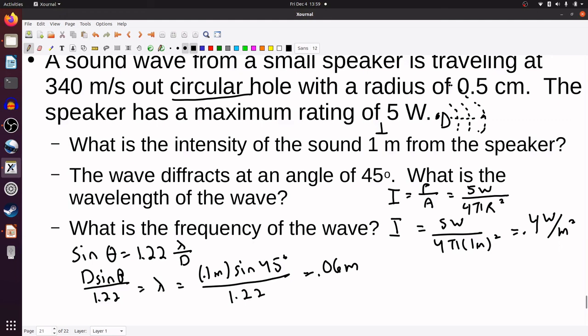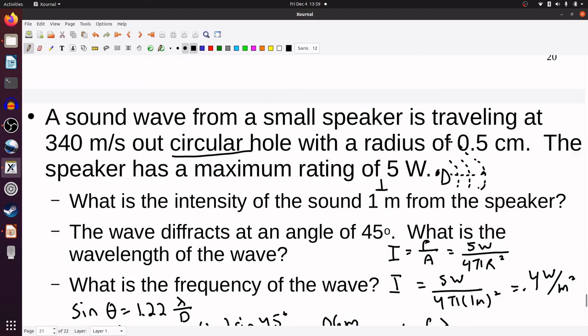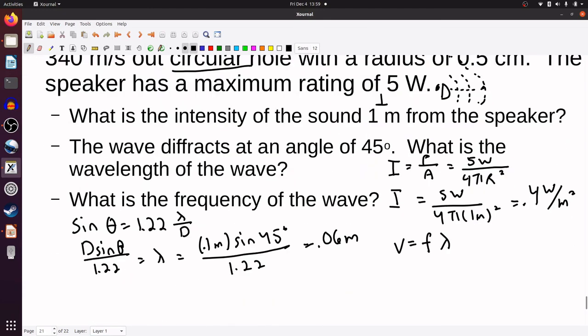Okay. And then finally, what's the frequency of the wave? Well, we use our other equation we used a lot, which was v equals f lambda. V is normally 343 for sound, but here I specifically said it's 340. So when I solve for my frequency, I need to make sure that I use the correct velocity. If no velocity is given, we assume 343 at 25 degrees Celsius.